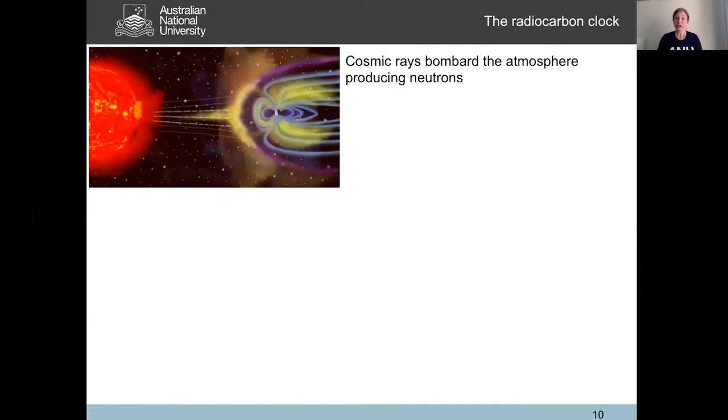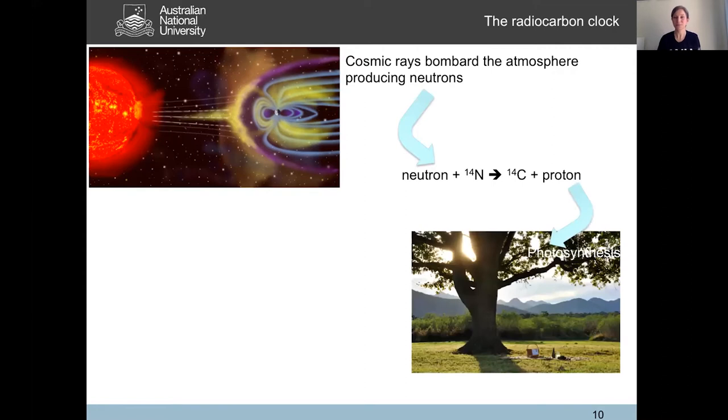So most carbon-14 is produced naturally in the upper atmosphere. Stuart's going to talk about a slightly different way of producing carbon-14. But generally in the past, most of the carbon-14 has been produced in the upper atmosphere, where cosmic rays interact with the upper atmosphere and they produce neutrons. And those neutrons will react with nitrogen-14, to produce carbon-14 and a proton. And then that carbon-14 is very rapidly oxidized to carbon dioxide, which can then be taken up into the food chain by photosynthesis.